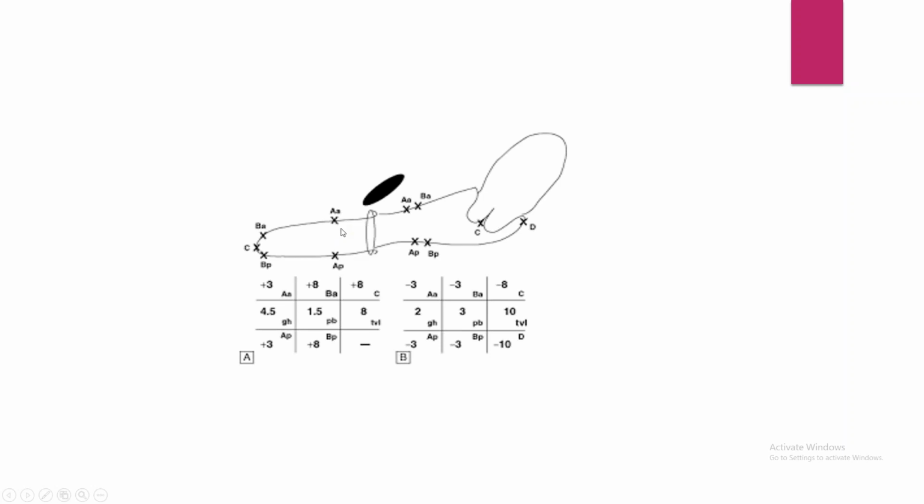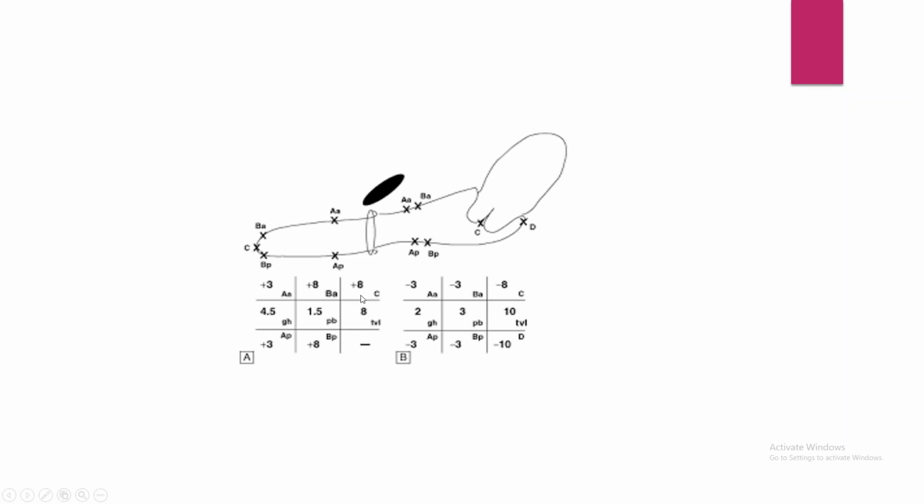Now can you see +3? That means maximum prolapse of A point. BA has come to 8. Total vaginal length is 10. Correct? So total vaginal length minus 2 is 8, and it is equal. Equal to or more than 8 becomes stage 4. Can you understand?